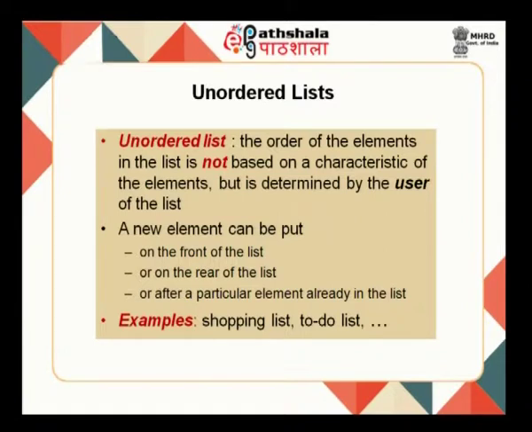In an unordered list, the order of the elements in the list is not based on a characteristic of the element that is stored, but is determined by the user. A new element can be put anywhere: in front of the list, in the rear of the list, or after a particular element already stored in the list. A shopping list or a to-do list is an example; there is no ordering. You just have a list, and you can put items anywhere you want.